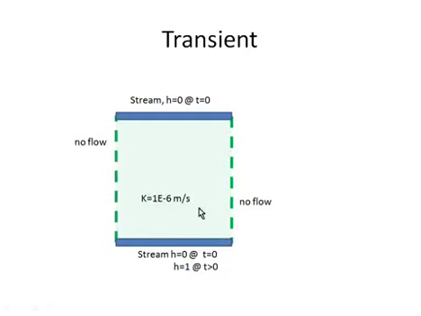We can modify this model that we've developed on a square region to include a transient effect, where the stream starts out at head equals 0 at time equals 0, but then at time greater than 0 the head is set at 1. This increase in head causes a pressure wave to propagate from this stream out in this direction. And so this is going to be our first example of a transient model.